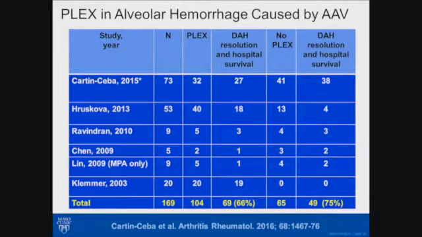And when Dr. Kartensiba summarized all the patients in the literature where one could assess whether they had resolution of their alveolar hemorrhage and survived the hospitalization, whether they received plasma exchange or not, there was really no significant difference in resolution of alveolar hemorrhage and being able to leave the hospital, whether they received plasma exchange or not. So even from that uncontrolled series, it seems that for patients with alveolar hemorrhage, there is no advantage for using plasma exchange.